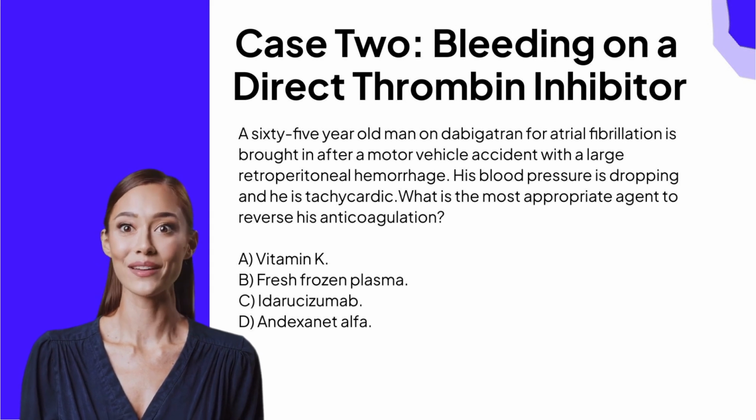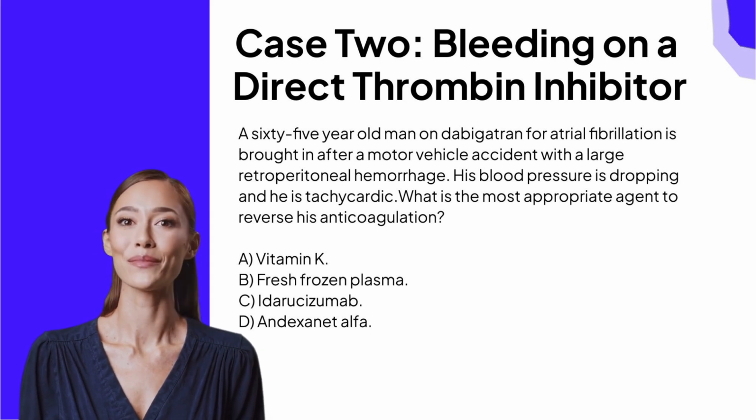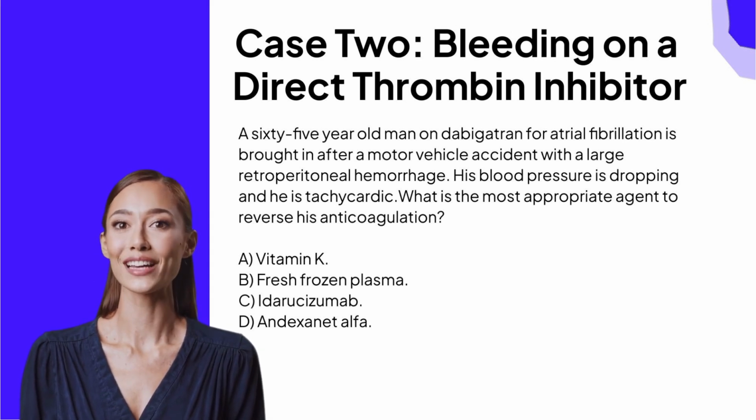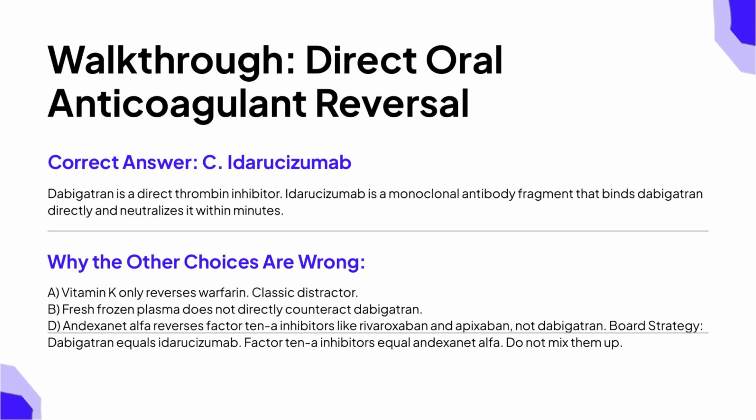The choices are A. Vitamin K, B. Fresh frozen plasma, C. Idarucizumab, or D. Andexanet Alfa. Take a moment and think about which drug he is on and what reverses it specifically. The correct answer is C. Idarucizumab. Let us break this down.